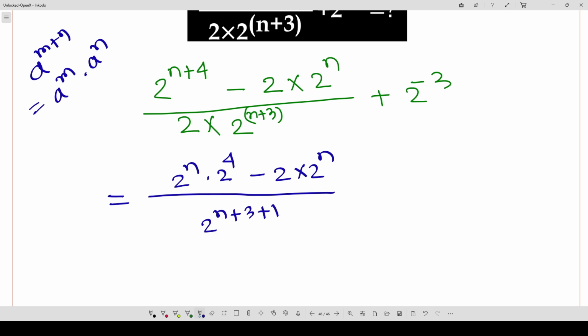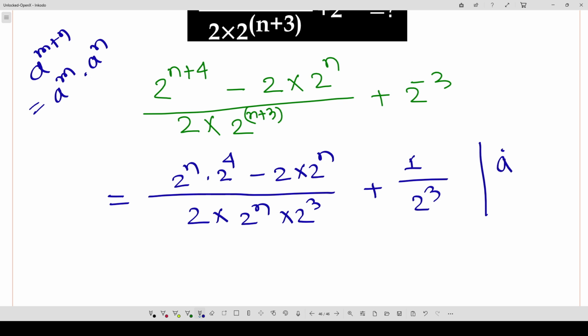Or if you want, it can be written like 2 times 2 to the power n times 2 to the power 3. And here 2 to the power minus 3 is a negative exponent. We can write 1 divided by 2 to the power 3, because a to the power minus n means 1 divided by a to the power n.